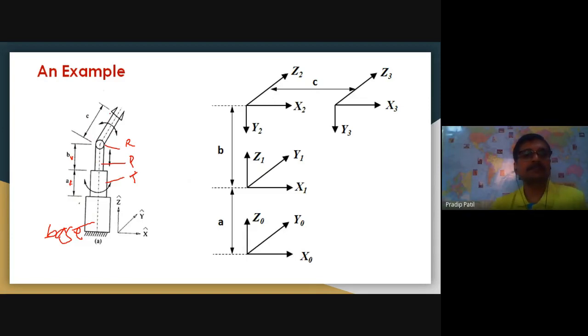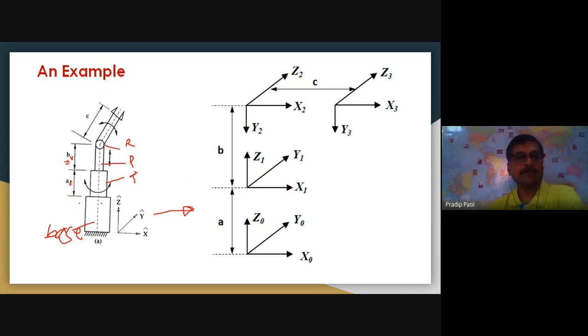Now the length of the link here is c. The length of the link here can be seen as b, because we don't call it the length of the link, we call it the offset, and it's a fixed offset here. Now we want to find the DH parameters for this serial robot. So how do we apply it? Let us look at this example in more detail.